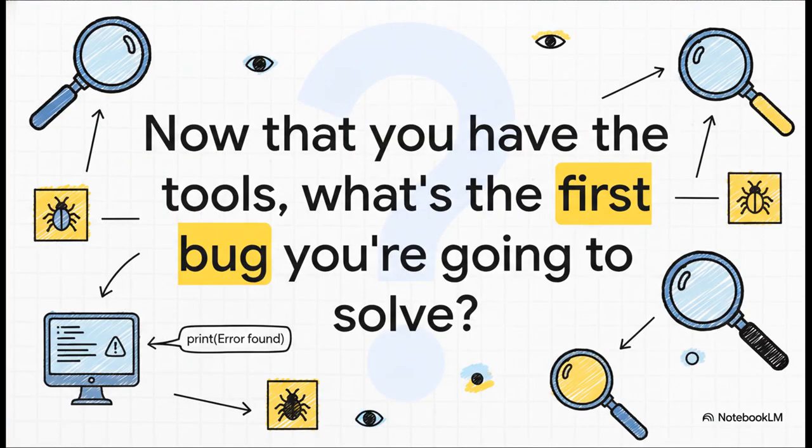So there you have it. We've looked at the basic building blocks of data, the different types of errors, and now you know that an error isn't a dead end, it's a clue. You've got your first and most important tool, the print statement, to start your investigation. The only question left is, what mystery are you going to solve first?